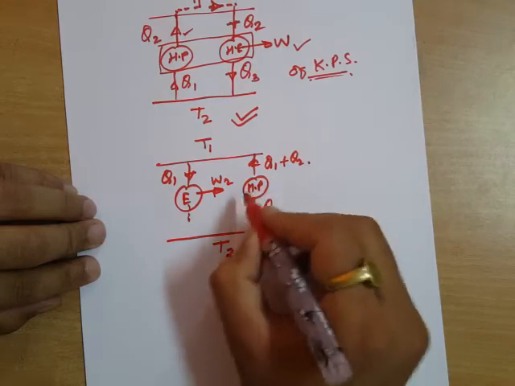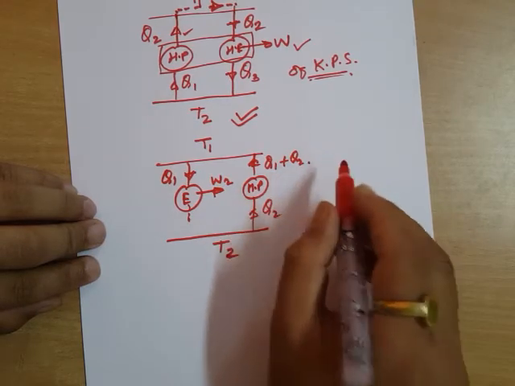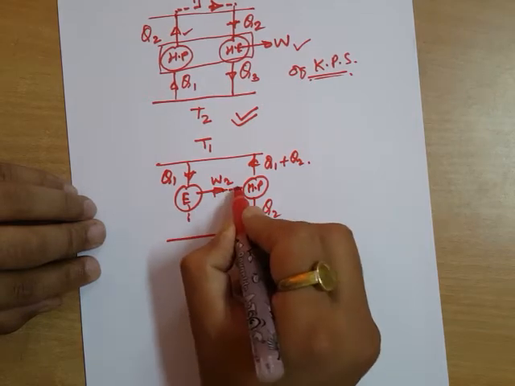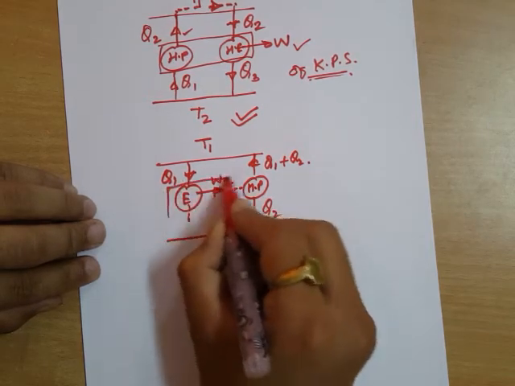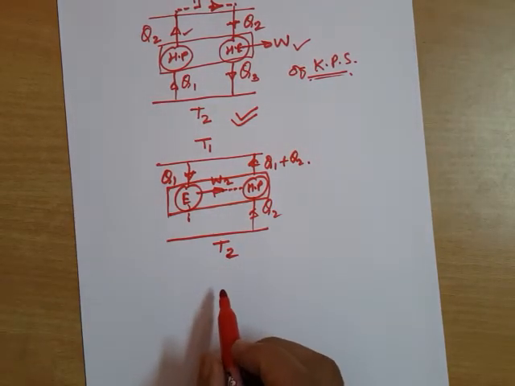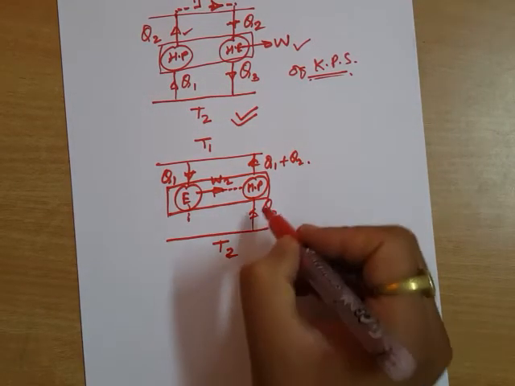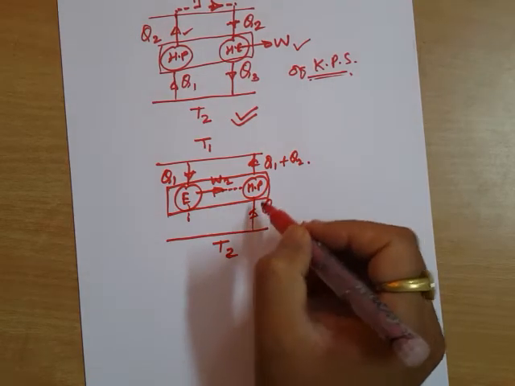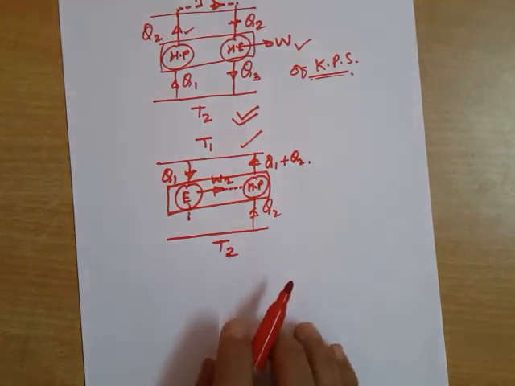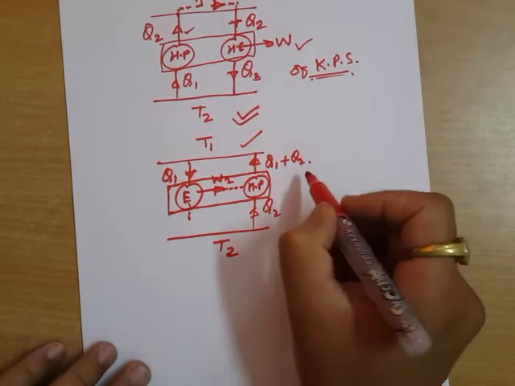Then, to drive this heat pump we will require work. From where will this work come? This work we can give to this heat pump. So together, what is happening? This is forming a heat pump which is taking heat from a lower temperature reservoir and delivering heat to a higher temperature reservoir, which is a violation of the Clausius statement.